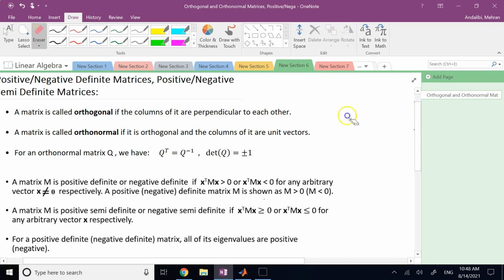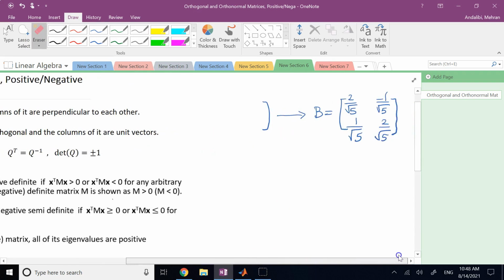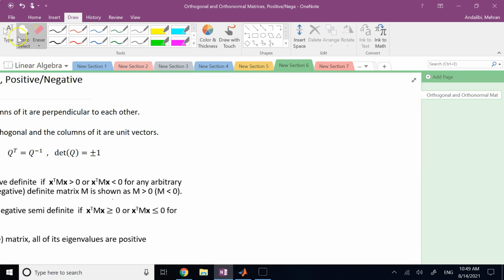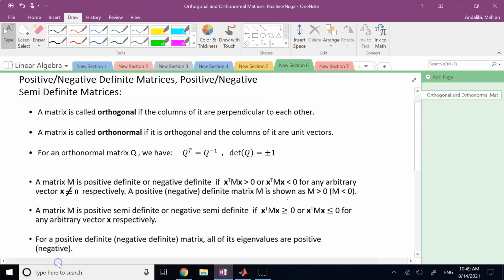And then we talk about another category of matrices, which we call positive and negative definite, and then positive and negative semi-definite, and they are used a lot in controls, especially nonlinear controls when we use Lyapunov functions, and also in some linear systems too.